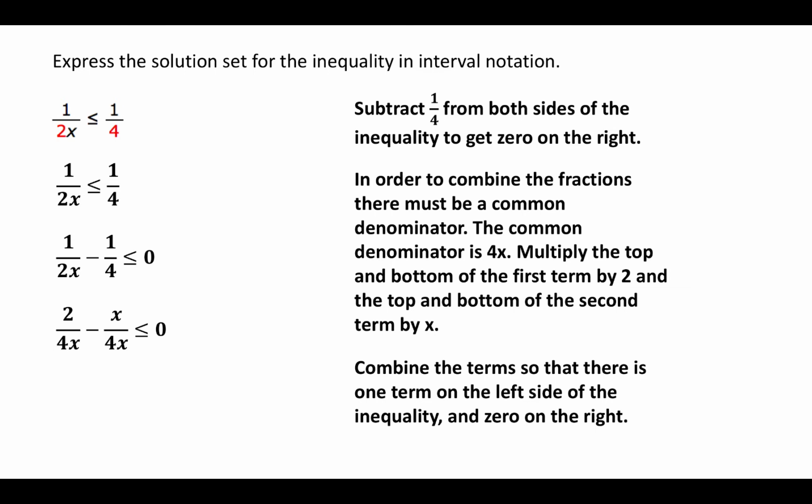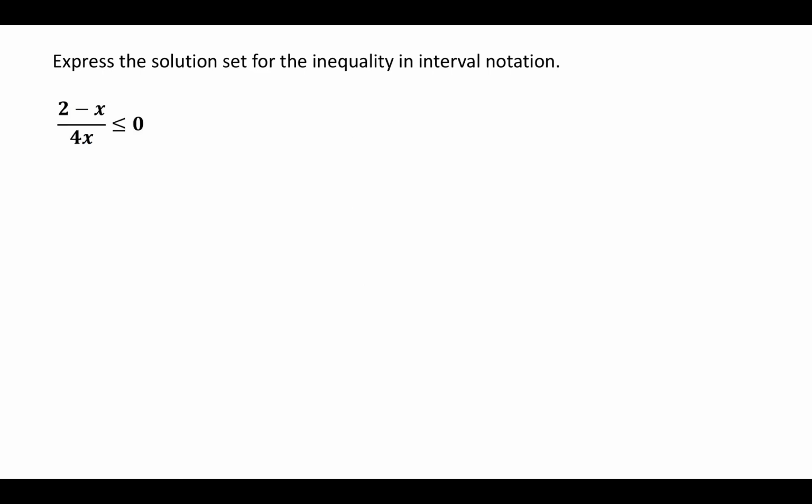Now we should combine the terms so that there is one term on the left side of the inequality and 0 on the right. So this result will then be 2 minus x over 4x less than or equal to 0. So now we will go through the process of finding the solution set for this inequality. We must keep in mind that in order for an expression to be less than 0, it will have to be negative. Rational expressions are negative when the top is positive and the bottom is negative, or the top is negative and the bottom is positive. In other words, the positive and negative signs are opposites for the numerator and denominator.